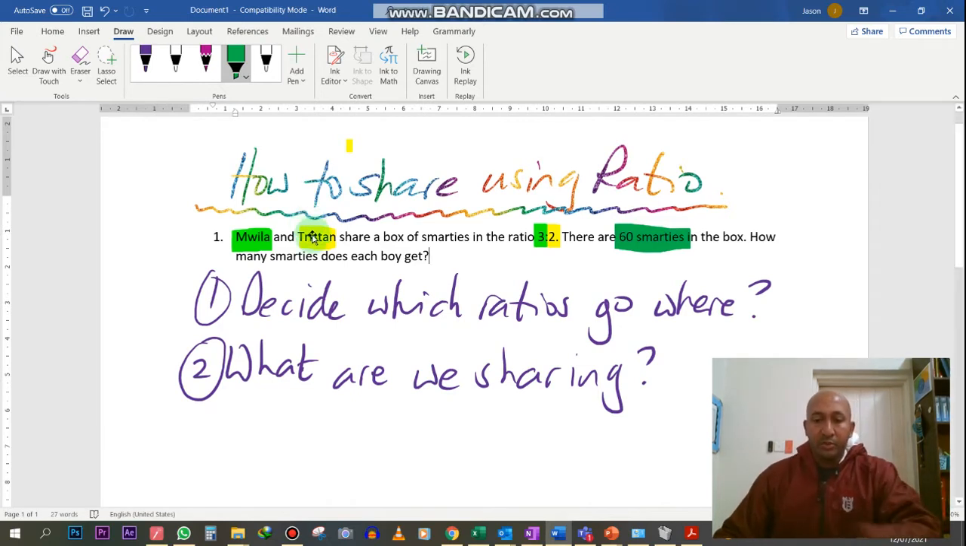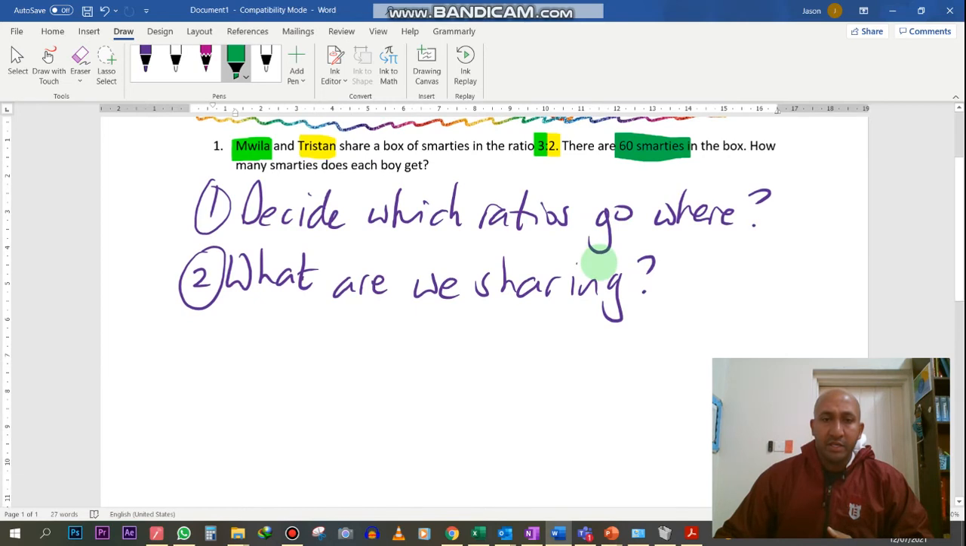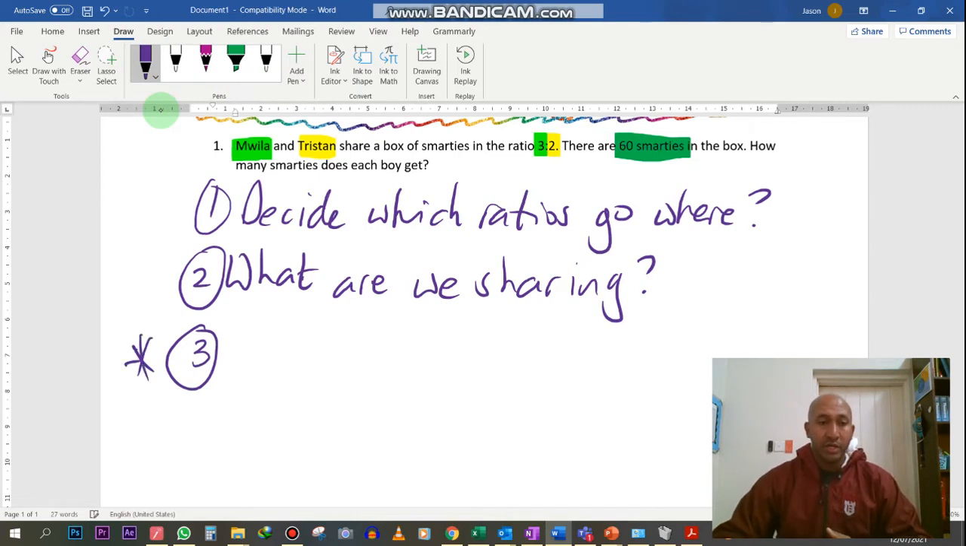So the next thing we need to consider is, how do we share this? Okay, a given ratio of 3:2, and we're sharing 60 Smarties. The first thing that we do when we start attempting the calculation portion of this, I mean, there's step 1 and step 2, but this is the actual calculation portion, so I'll just put a star there. We need to figure out what is our total share.